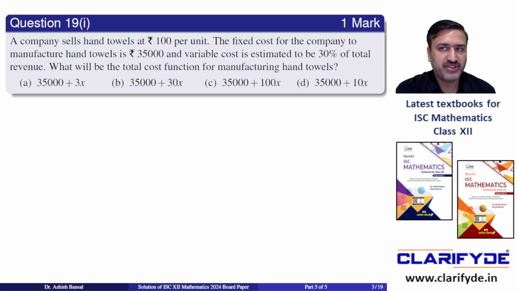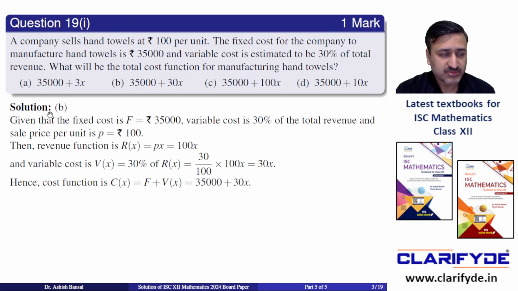Question number 19, first part. A company sells hand towels at rupees 100 per unit. The fixed cost of the company to manufacture hand towels is rupees 35,000 and the variable cost is estimated to be 30% of the total revenue. What will be the total cost function for manufacturing hand towels? We have to choose the correct option. The correct option is B.